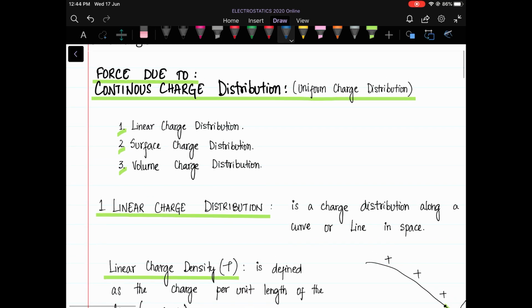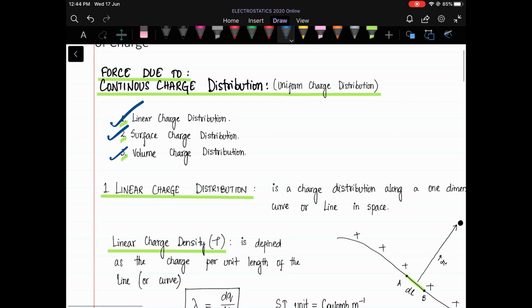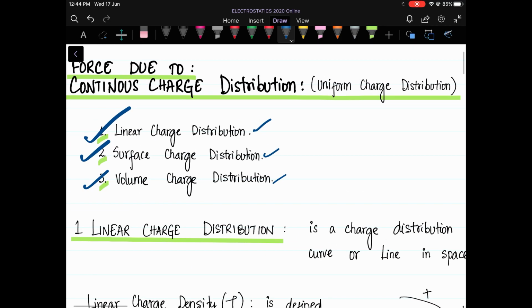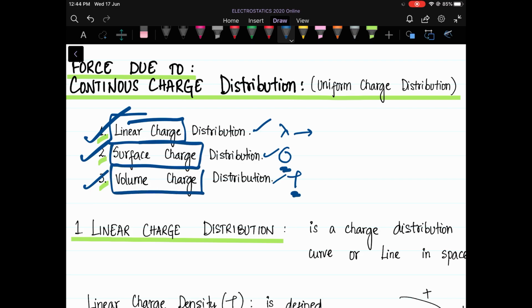So we have learned just now we have 3 types of distribution of charge: linear, surface and volume. And we will not talk about non-uniform distribution, we will only talk about uniform distribution of charges. Now with each of the distributions we have 3 important properties which we call lambda, sigma and rho. This lambda stands for linear charge density, the sigma stands for surface charge density, and the rho stands for volume charge density. Now these terms that I have talked about just now are very important for each of their distributions.